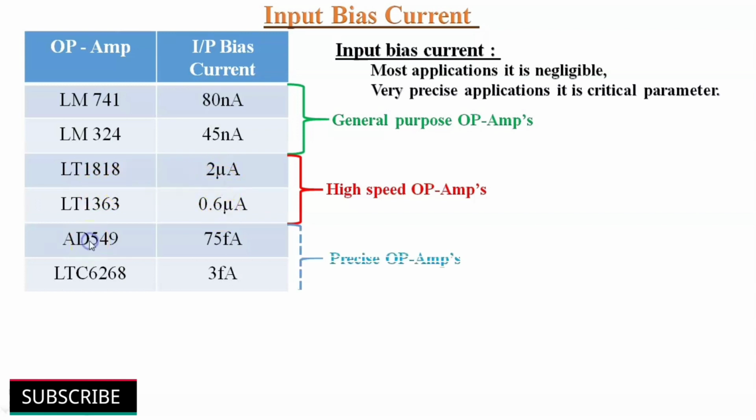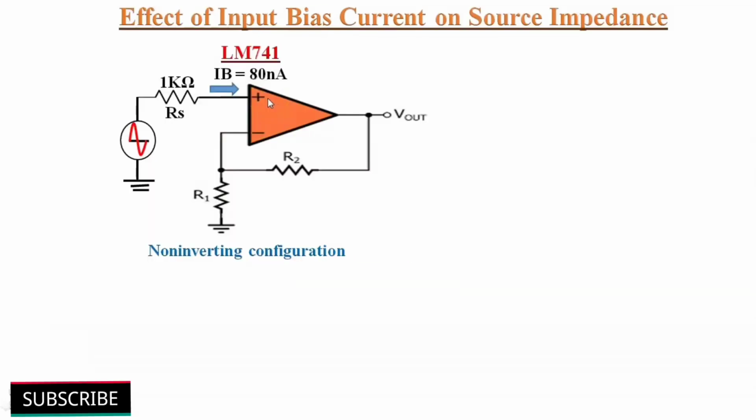In precision op-amps like AD549 and LTC6268, input bias current is in the range of femtoamperes. Now we will discuss the effect of input bias current on source impedance. Let's take an op-amp LM741 and configure it as a non-inverting amplifier.